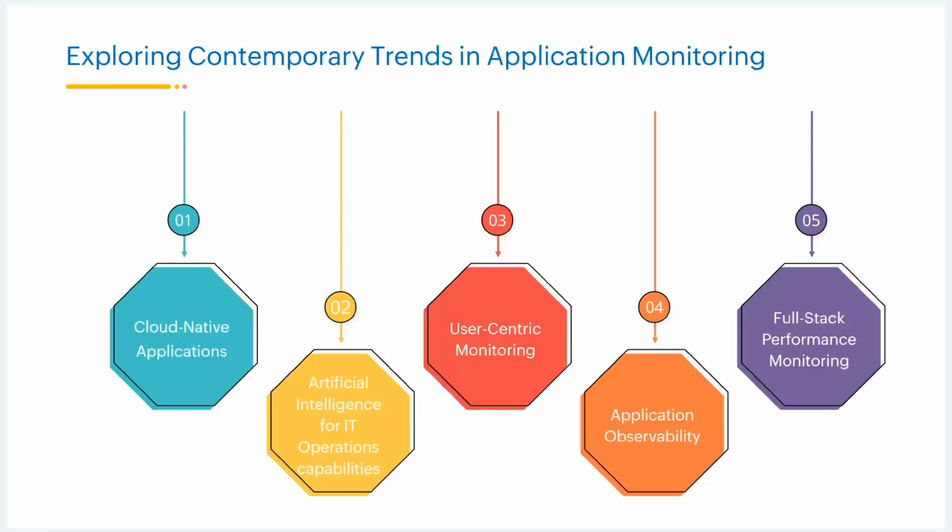So by adopting the latest trends which we have discussed, organizations can gain insights into the performance of their application in real time, enabling them to proactively identify and resolve performance issues before they impact the end users. This is essential for maintaining the reliability, availability, and responsiveness of modern applications.